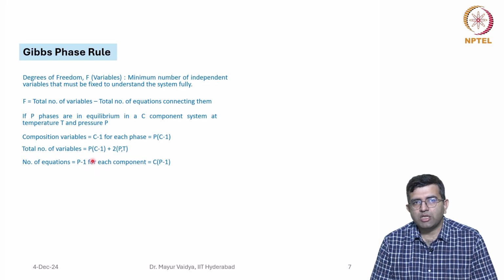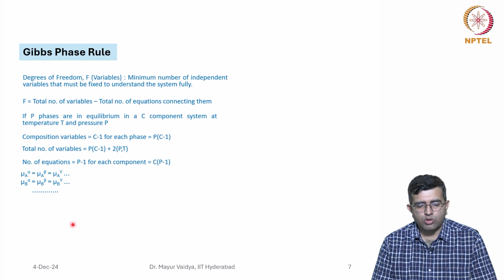What are these P minus 1 equations? We just saw in the previous slide that mu A alpha is equal to mu A beta is equal to mu A gamma and so on. Similarly, mu B alpha, mu B beta, mu B gamma are equal, and so on. So, you can see that if there are P phases, then there are P minus 1 equations for each component. Therefore, the total number of equations connecting them is C into P minus 1.